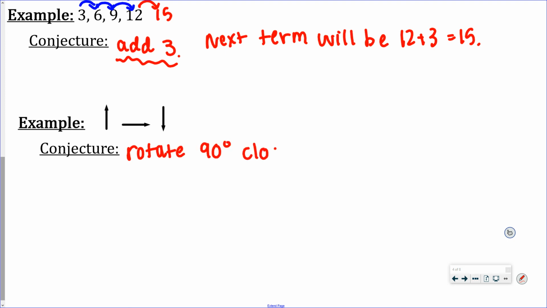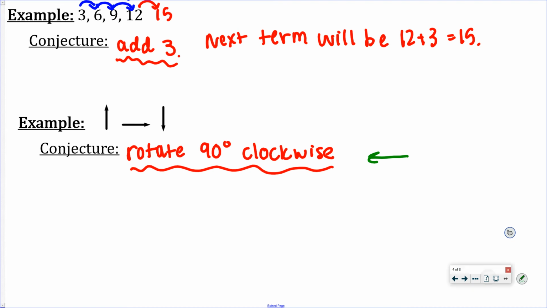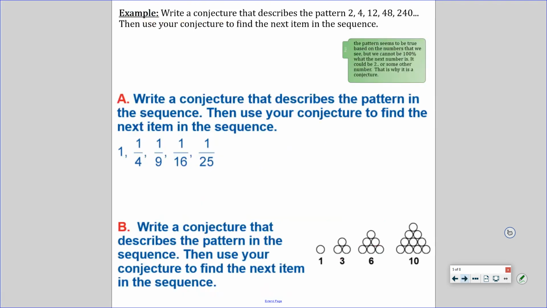Let's combine ours. So there's our conjecture of what we're going to do next. And if we wanted to predict the next term, we rotate it 90 degrees again clockwise, I think it's probably going to be this. But we don't know for sure. Could be something else really random. That's just our guess. Our conjecture. Okay. Try a couple more. They're a little bit more challenging.